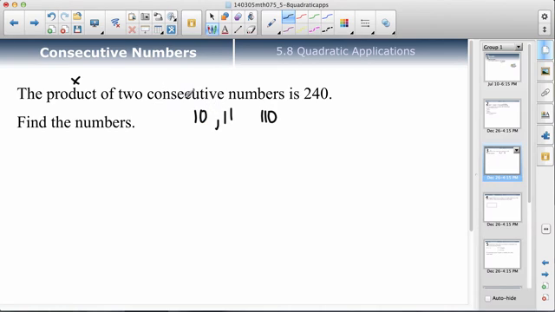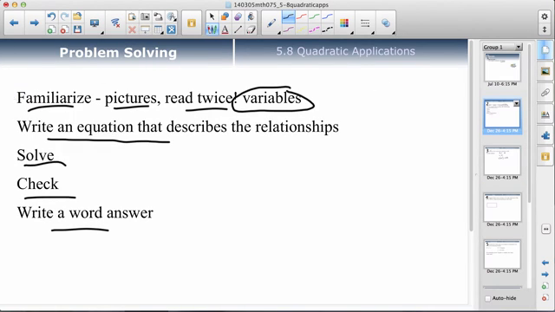Now, if I don't know what those numbers are, I guess I could keep guessing, but I can also assign them a variable. So let's assign the first one an x. If the first one's an x and the next one's one more than that, then the consecutive number after the first one will be x plus 1. So they say the product of 2 consecutive numbers. So the product of these two: x times (x plus 1). The product is 240. Now I've got an equation. So if I look back, I've familiarized myself with the question, and I've written an equation.